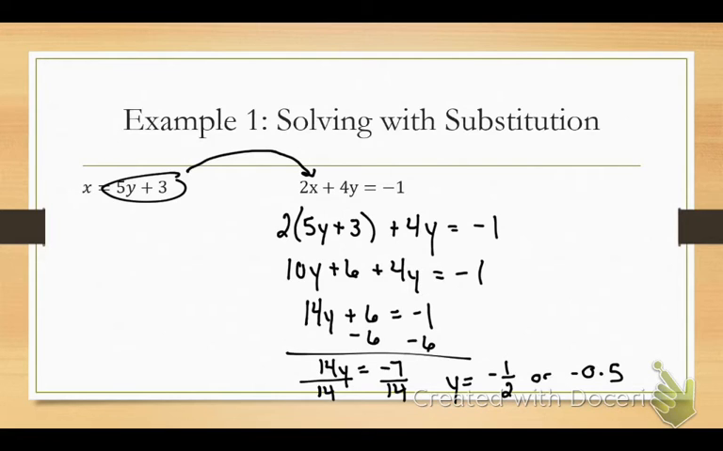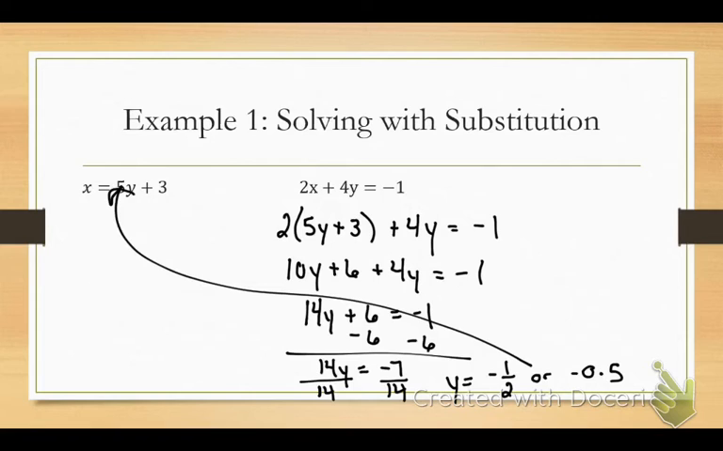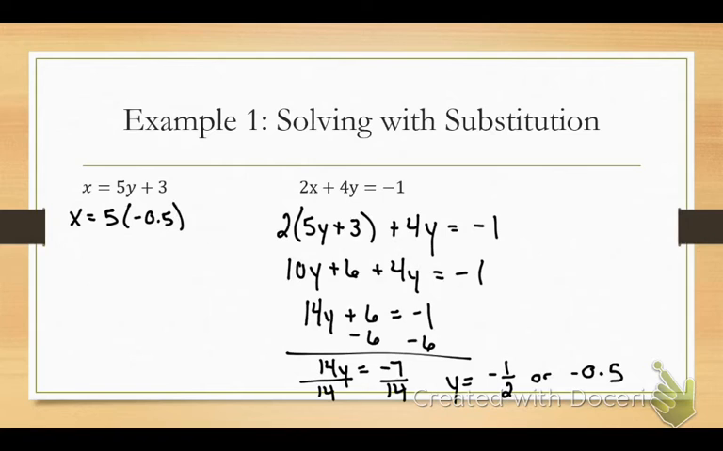Or you could say -0.5. Either one. Now, what do you do with that? You're going to plug it back in. Are you going to plug it back in on the first one or the second one? Definitely the first one, because for the y value, you can just plug it right in here and multiply it by 5. So X equals 5 times -0.5 plus 3.